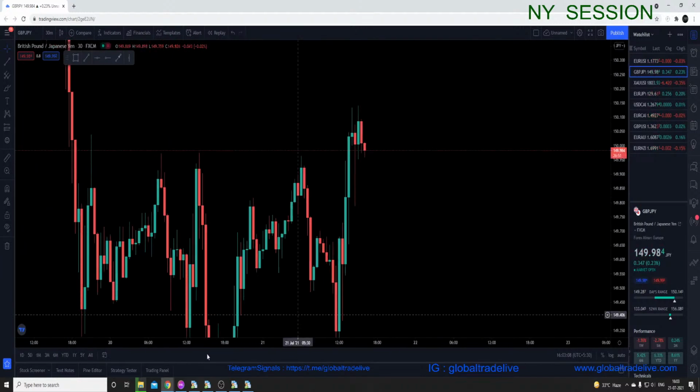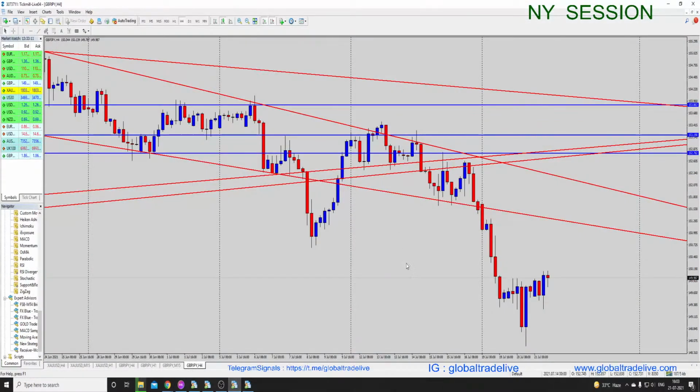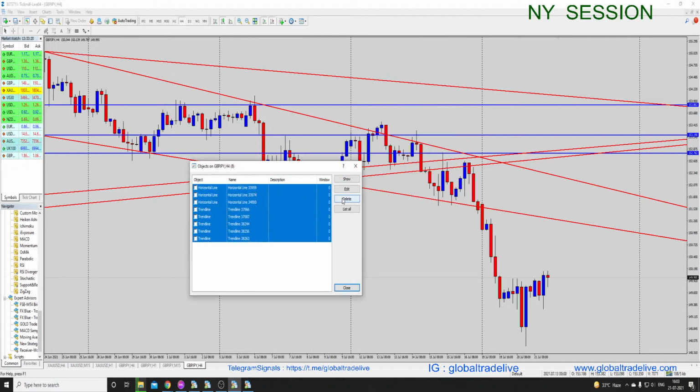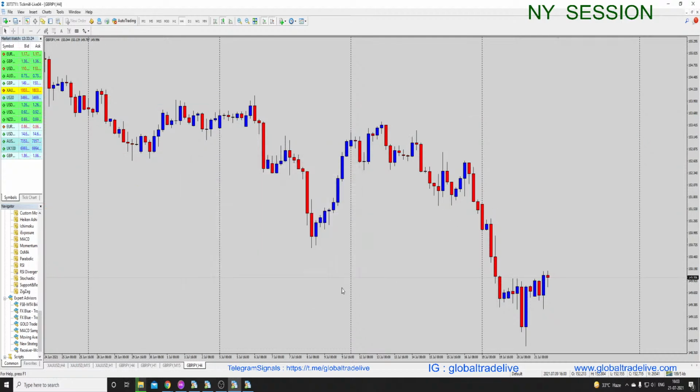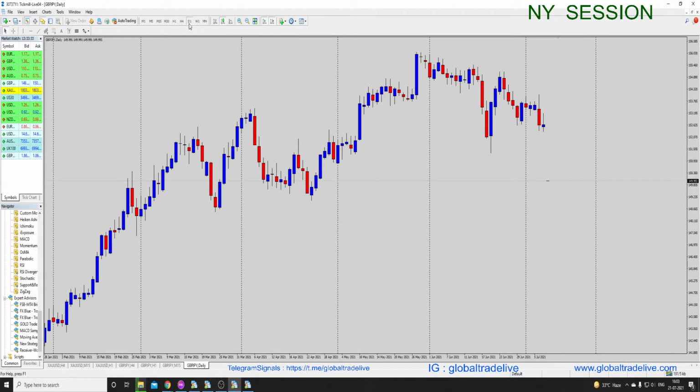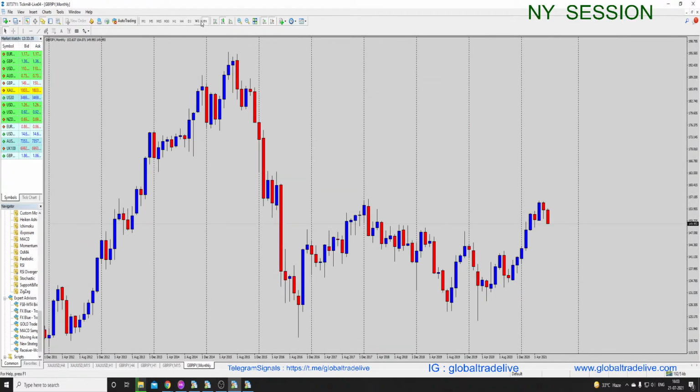So let's just go to the 4-hour time frame and analyze what JPY is trying to do here. First of all, let's just remove everything from the graph and reanalyze it. So this is the 4-hour chart over here, and let's check from where JPY is coming from and where it will be going. So let's go to the monthly.